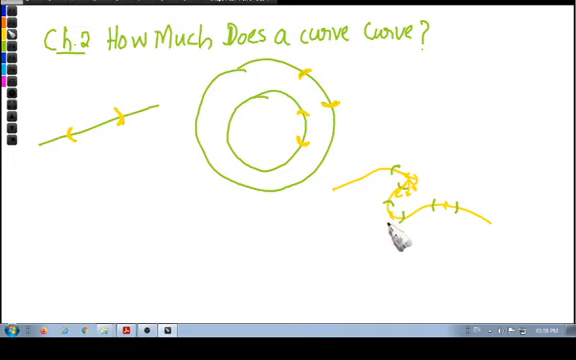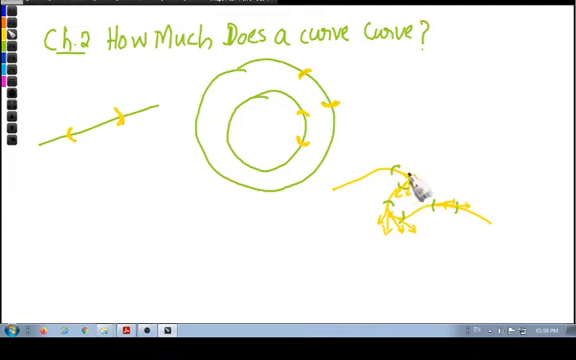Now look at this portion of the curve. Tangent vector here, tangent vector here, tangent vector here, tangent vector here. So the tangent vector again turns. Now look at this portion of the curve. Tangent vector here, tangent vector here. Here also the tangent vector turns, but not that fast. So if the curvature is more, then the tangent vector turns fast.